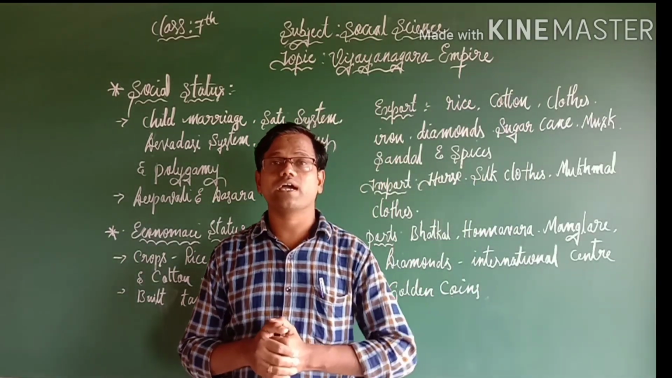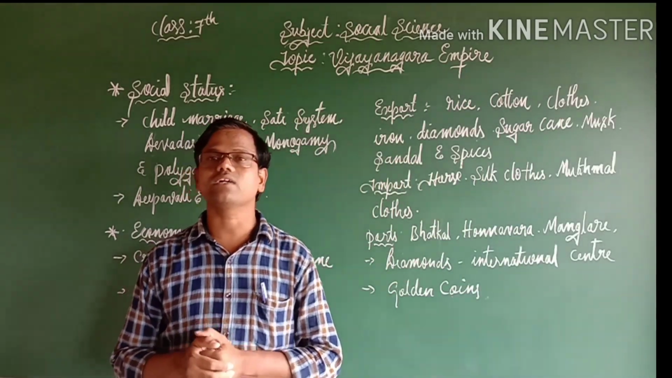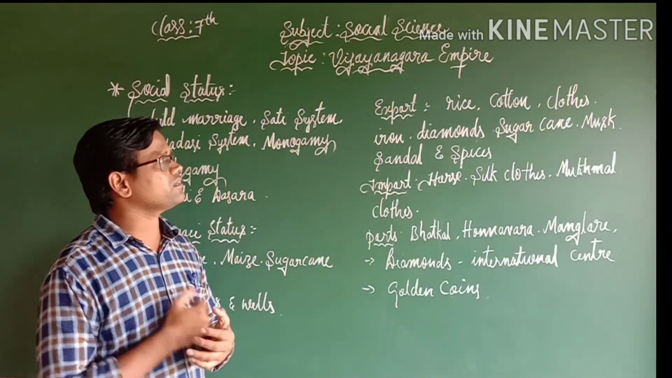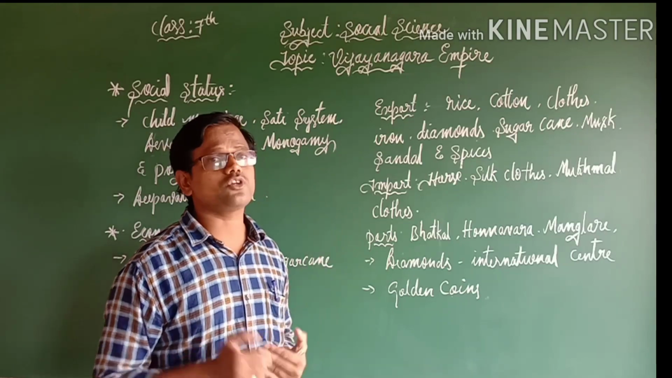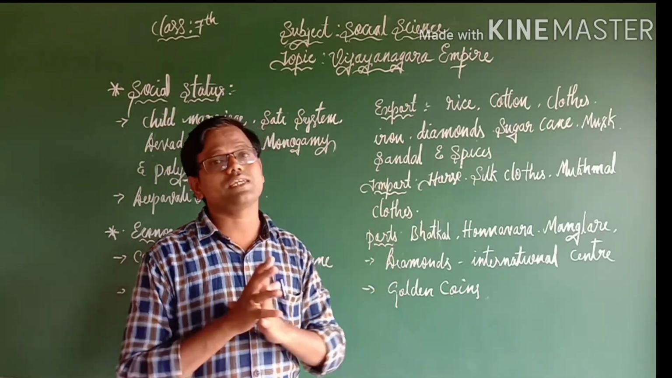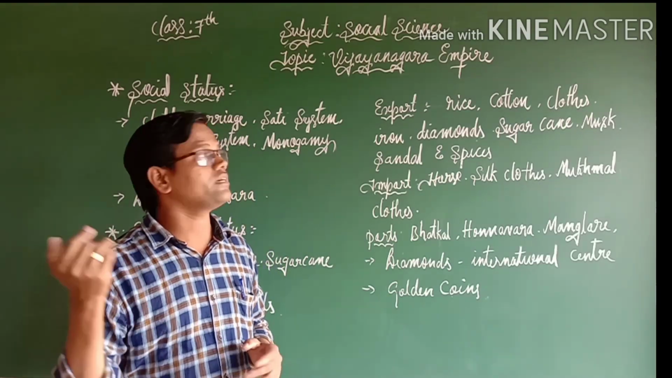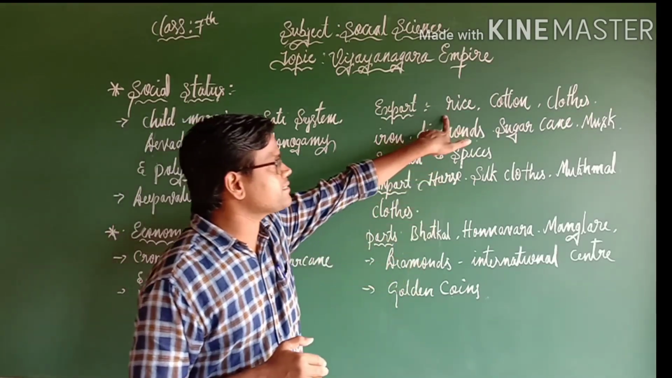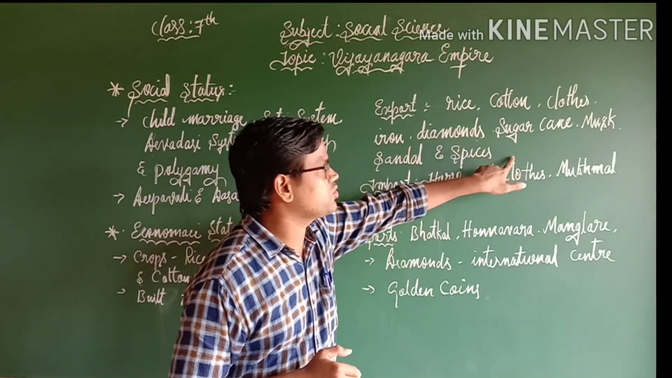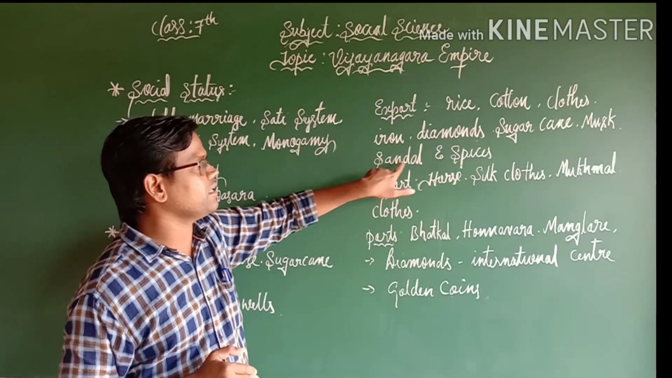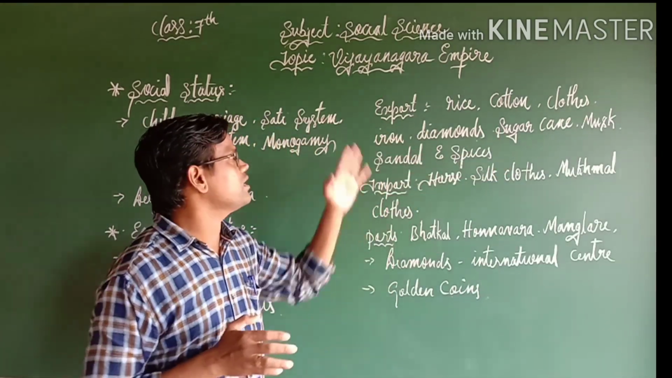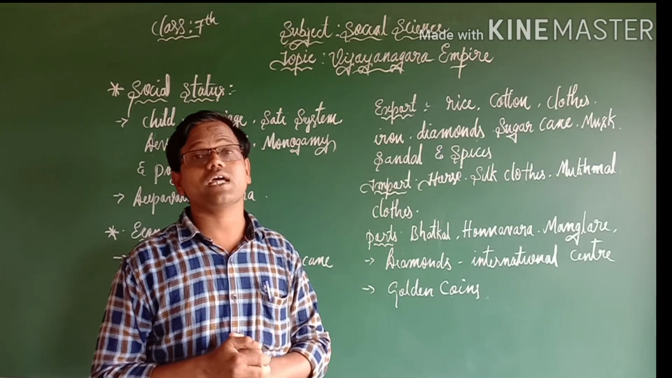And the Vijayanagara Empire had trade links with other countries also. Then what were the important things exported and imported by the Vijayanagara dynasty? First one, export. There were many things they exported to other countries. Those were rice, cotton, cloths, iron, diamonds, sugarcane, musk, sandal and spice items. So these were the important things exported by the Vijayanagara Empire.